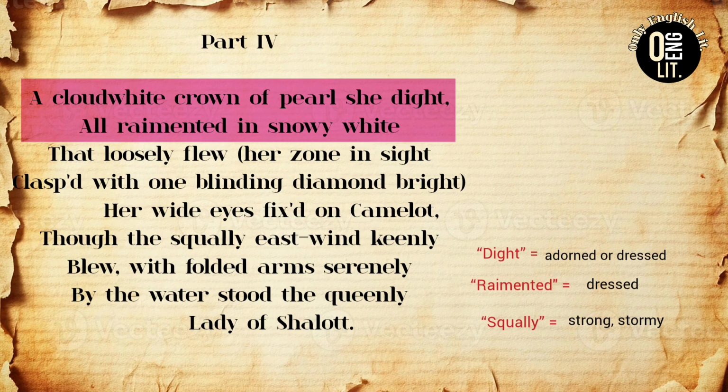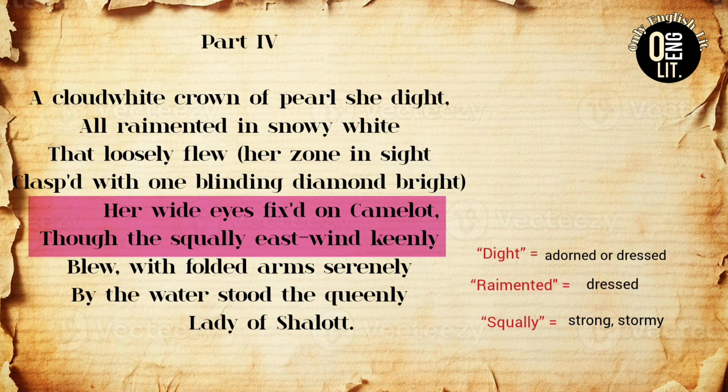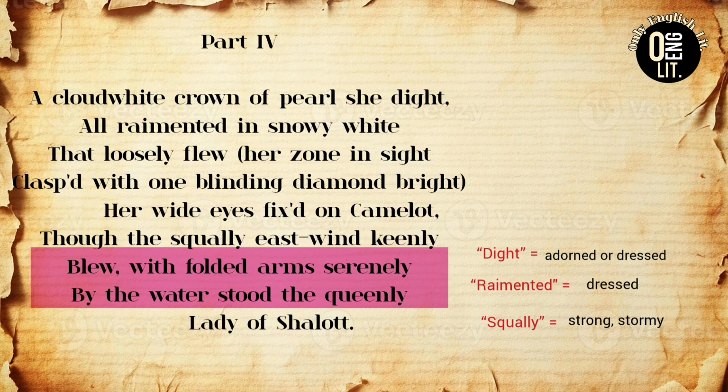The lady is a symbol of purity, wearing a crown made of white pearls and dressed in white clothes flowing in the air. But her belt is fastened with a bright shining diamond. Despite the storm and blowing wind, she stands with calm folded arms and looks with her wide eyes fixed directly at Camelot. The Lady of Shalott stands with grace like a queen near the river.